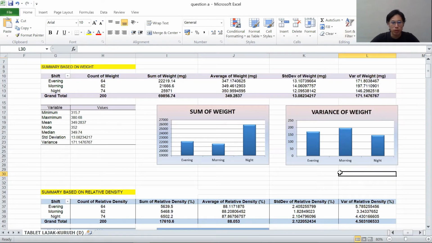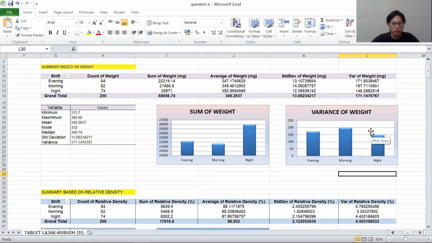Last but not least, for question A, we need to provide the graphical form in order to explain the weight and the hardness of the tablet, as mentioned in the introduction, because these are the common problems that manufacturers have been faced with. Based on the graph of the summary of weight here, the highest weight is on the night shift, while the lowest sum of weight is in the morning. For the variance, the night shift is the least among the three shifts.